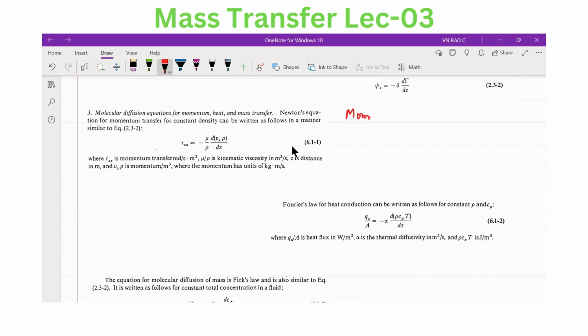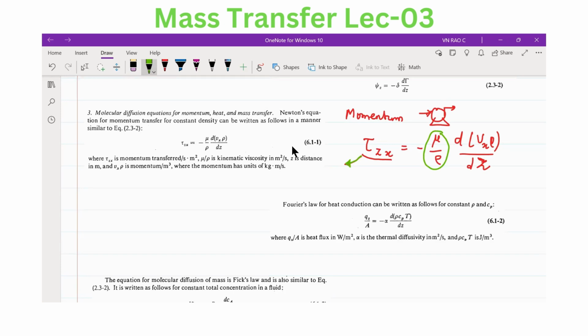First one is momentum. Whenever I write a pump symbol, I am saying it is a momentum transfer or momentum transport, because we are transferring a fluid from one place to another place. In this, the equation would be tau zx is equal to minus mu by rho d of vx rho by dz. Very simple. This is again flux, denoting momentum transferred per second per meter square. Then we have mu by rho, which is known as kinematic viscosity, given in meter square per second.